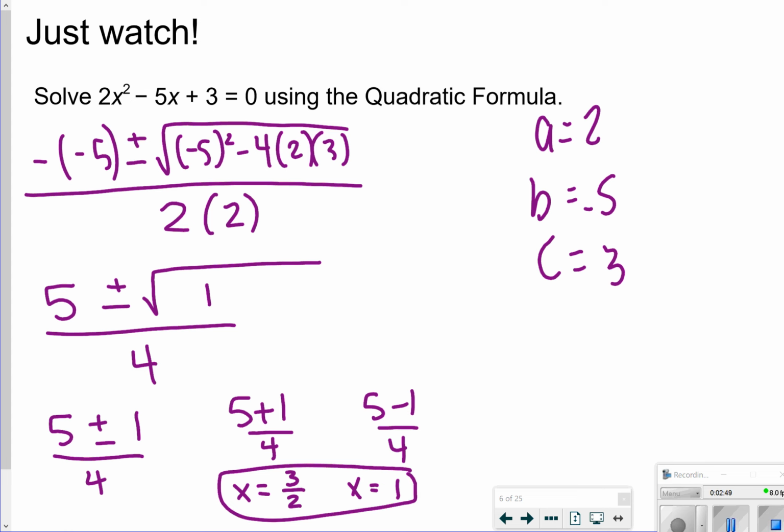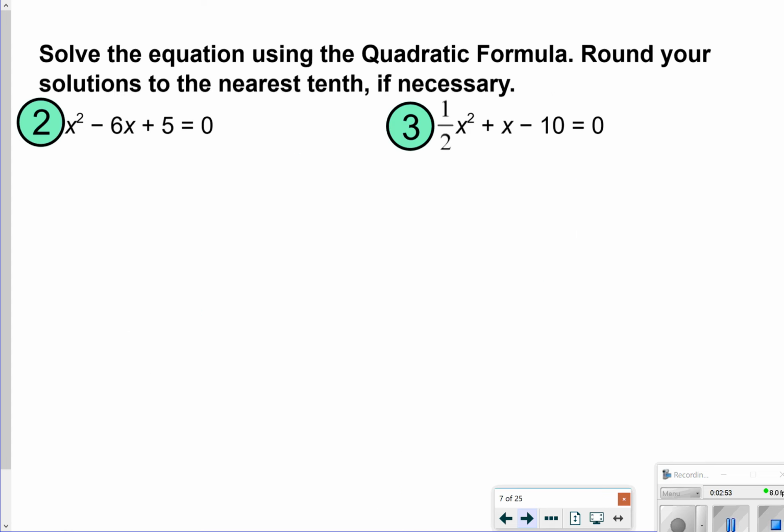Okay, so that's all you're going to do is just plug in a, b, and c, and then simplify to solve. So let's go ahead and try these. You're going to be plugging into the quadratic formula. Maybe try to sing your song as you plug in, and once you're done, click play to check your work.